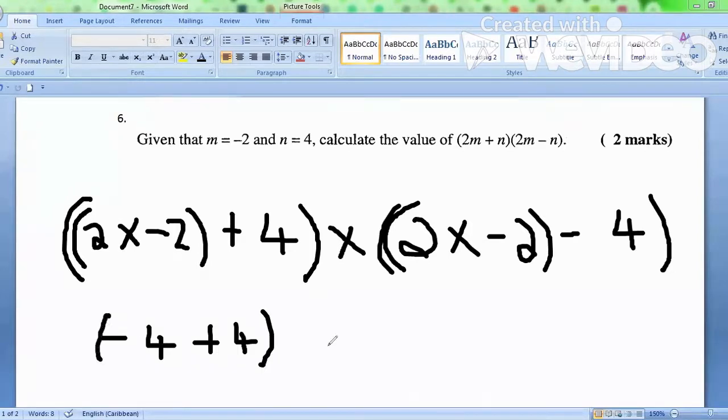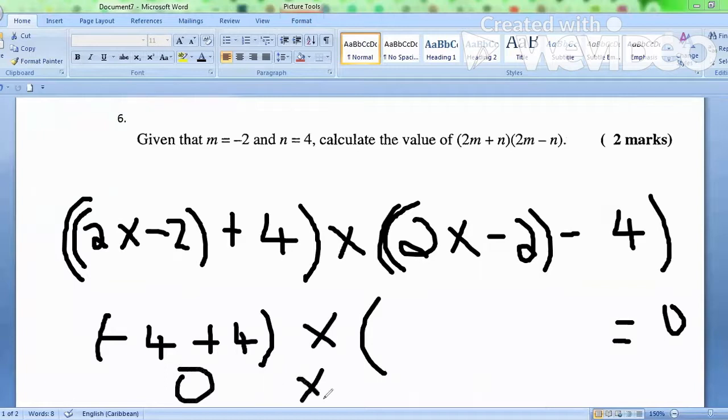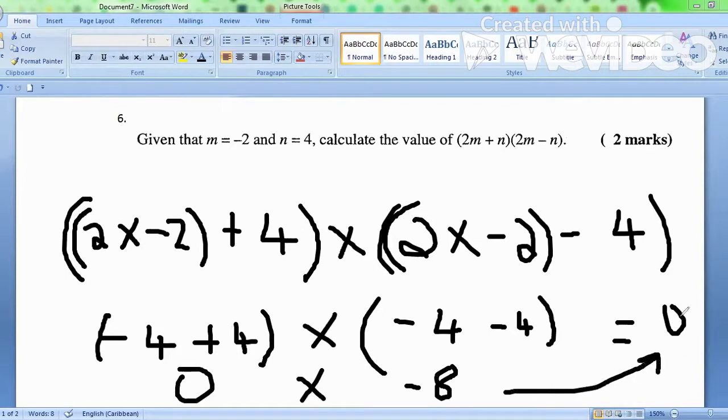Yes, you're correct. The answer is going to be 0, true? Because if that's 0, anything times 0 is 0. So you have -4, -4, and right away this is going to be -8, not true? But as we said before, 0 times -8 would be 0. So you're absolutely correct.